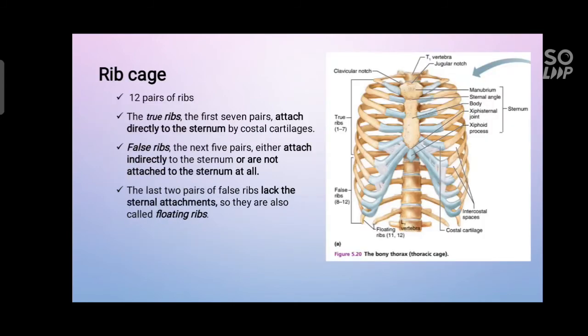So, rib cage. There are a total of 12 pairs of ribs, and the first 7 pairs attached directly to the sternum are called the true ribs, while false ribs are the next 5 pairs, either attached indirectly or not attached at all at the sternum. And the last 2 pairs of the false ribs lack the sternal attachment, so they are called the floating ribs.